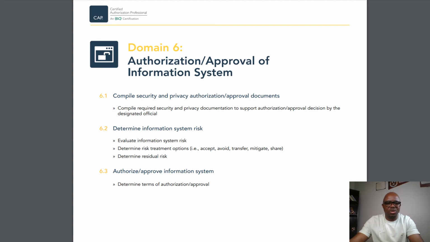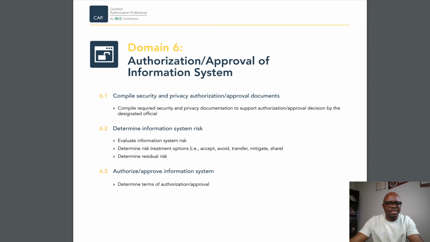Domain 6 is talking about authorization/approval of information system. Now there is also an addition to this domain, the word approval. Which means this is where the system is approved or authorized. If it is a federal agency, it is authorized. If it's a commercial organization, they use approval. So under this domain 6, it says compile security and privacy authorization or approval documents, then determine information system risk, and authorize or approve information system.